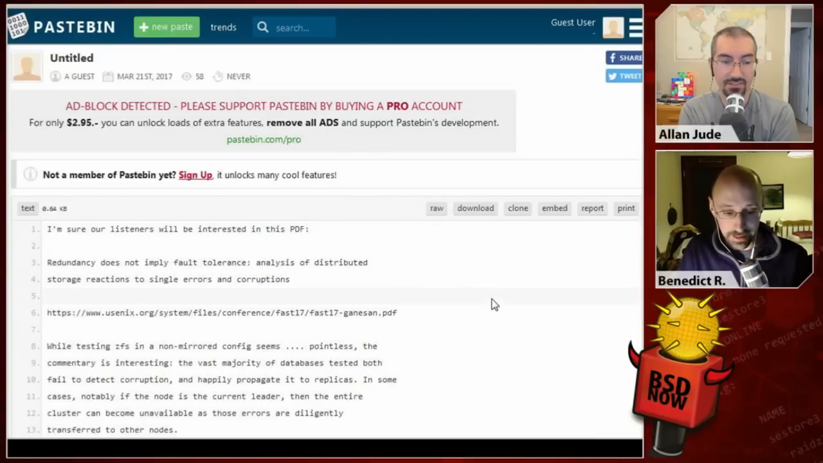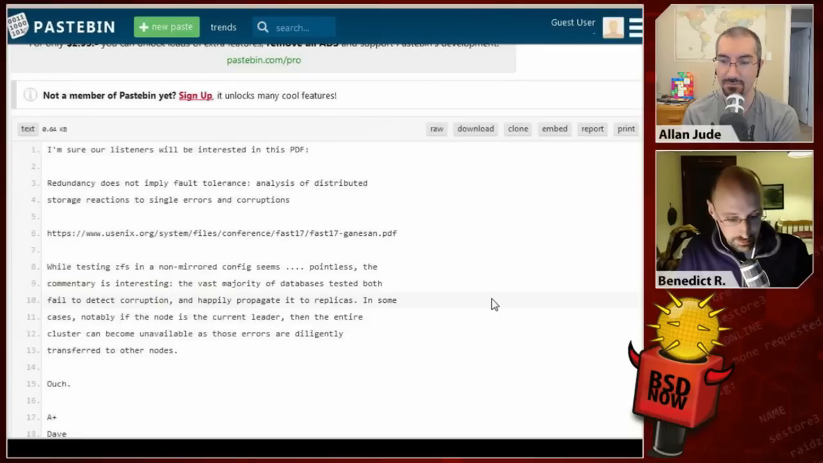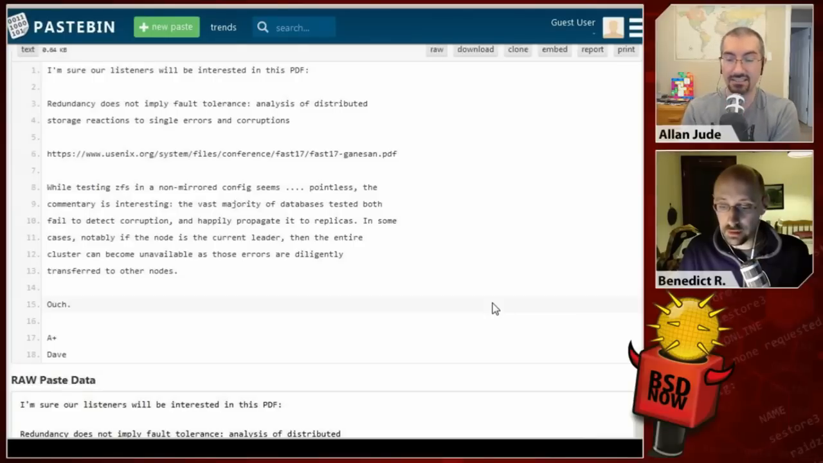Yep. And lastly, we have a submission from user Dave. He says, I'm sure our listeners will be interested in this particular PDF. Redundancy does not imply fault tolerance: an analysis of distributed storage reactions to single errors and corruptions. So this is actually a paper from FAST, the File Systems and Storage Technology Conference that happened in February, in conjunction with the FreeBSD Storage Summit.